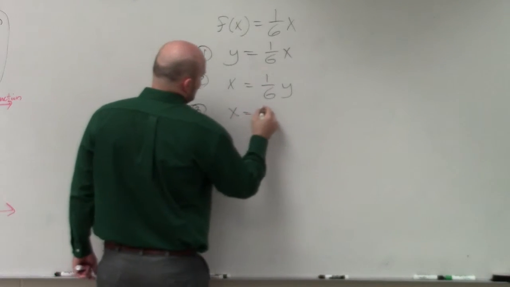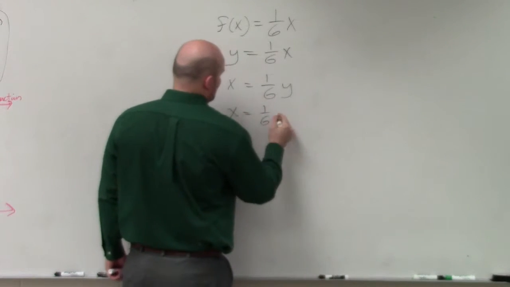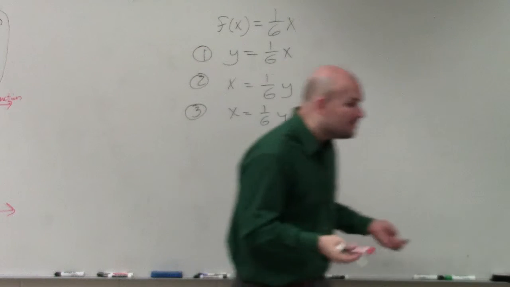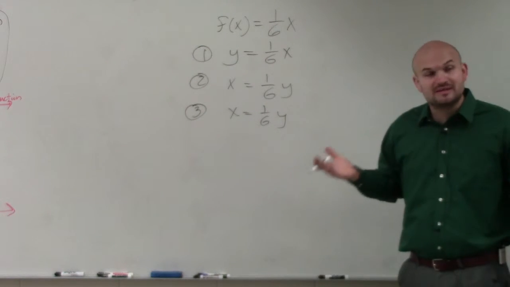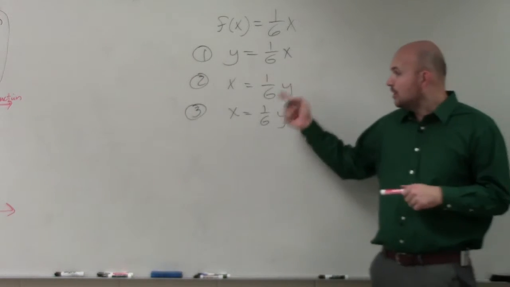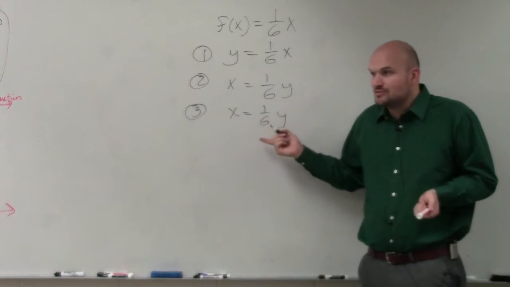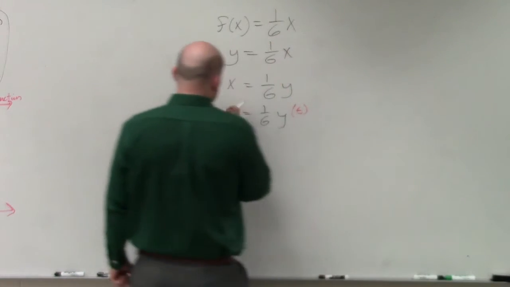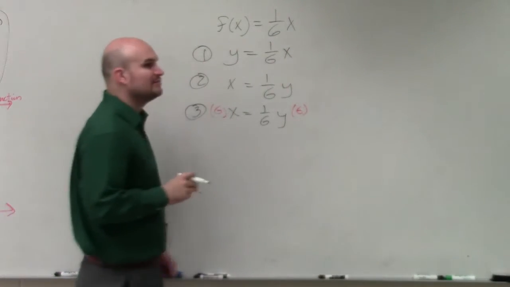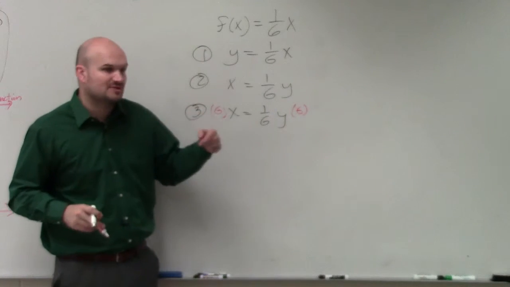So I chose this problem because it has a fraction, and I know that a lot of students hate fractions. But remember, ladies and gentlemen, if you have a number being multiplied by a fraction, to get rid of your fraction, you can simply just multiply by the reciprocal. Or, in this case, you could also just multiply by the denominator. Just multiply by whatever the denominator is, and that will get rid of the denominator. Just make sure you do that on both sides.